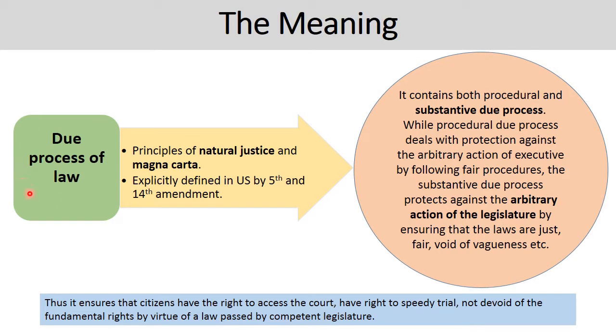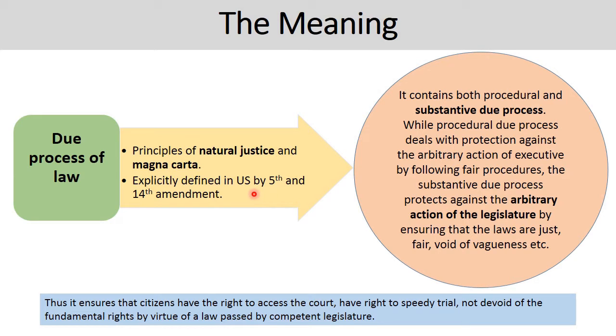So coming to the meaning of due process of law. This principle is part of natural justice. Now, I have discussed natural justice in detail in the previous slide. You can go through it if you are not sure what natural justice is. And they're also part of the Magna Carta. Now, the Magna Carta was developed in England back in the 13th, 14th century. It was there to make sure that the king does not have all the power. There's some distribution of power to ensure that there's no autonomy in one hand.